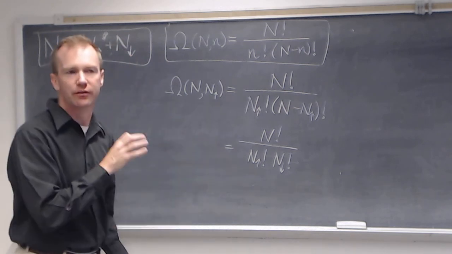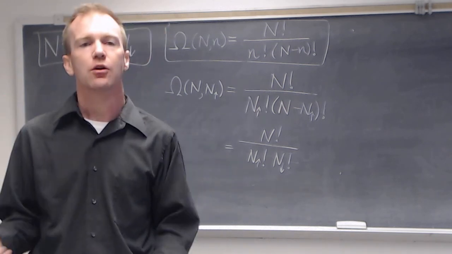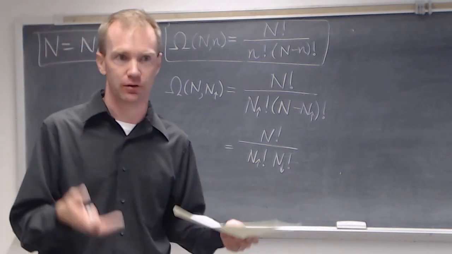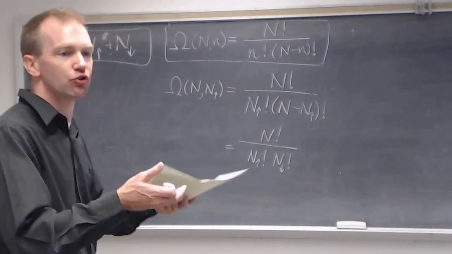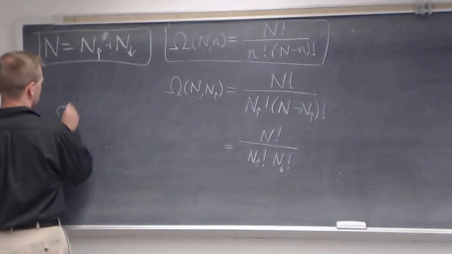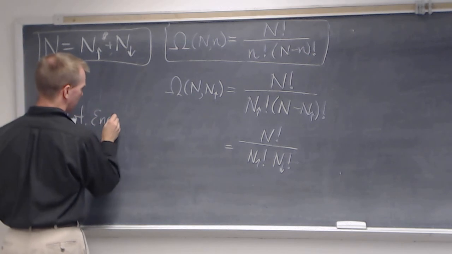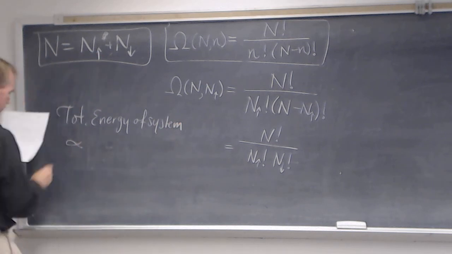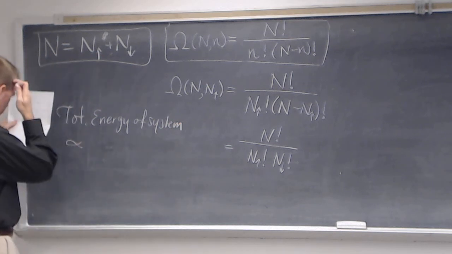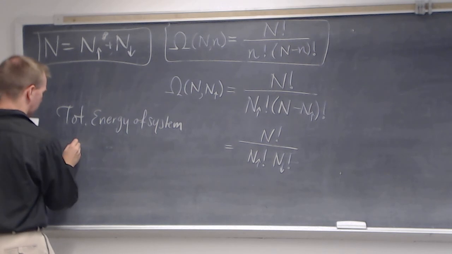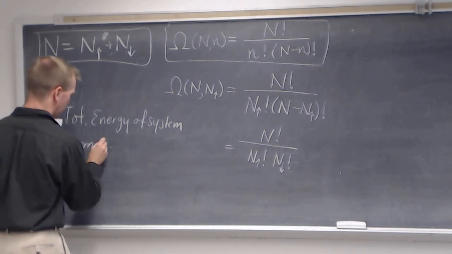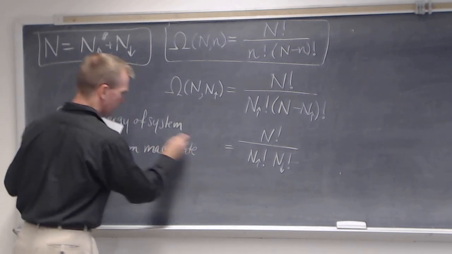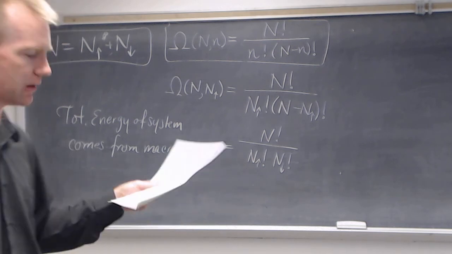So the reason we're interested in this is that by specifying the total number up, we have an idea of the total energy of the system. It would also be the same if we specify the total number down, which would be a larger amount of energy. Okay, so specifying the macrostate will specify the total energy of the system.